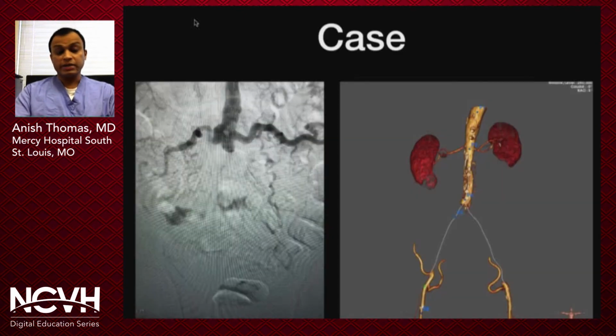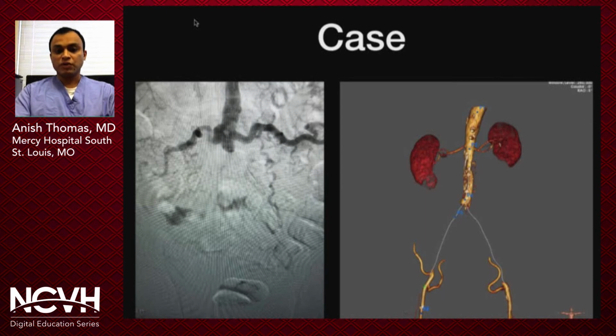Moving on to a TASC D case. This was a case with a distal aortic occlusion. If you can see here, just on the diagnostic angiogram, you cannot see the common femorals reconstitute. However, you could see that on the CT angiogram that I've shown you on the right.